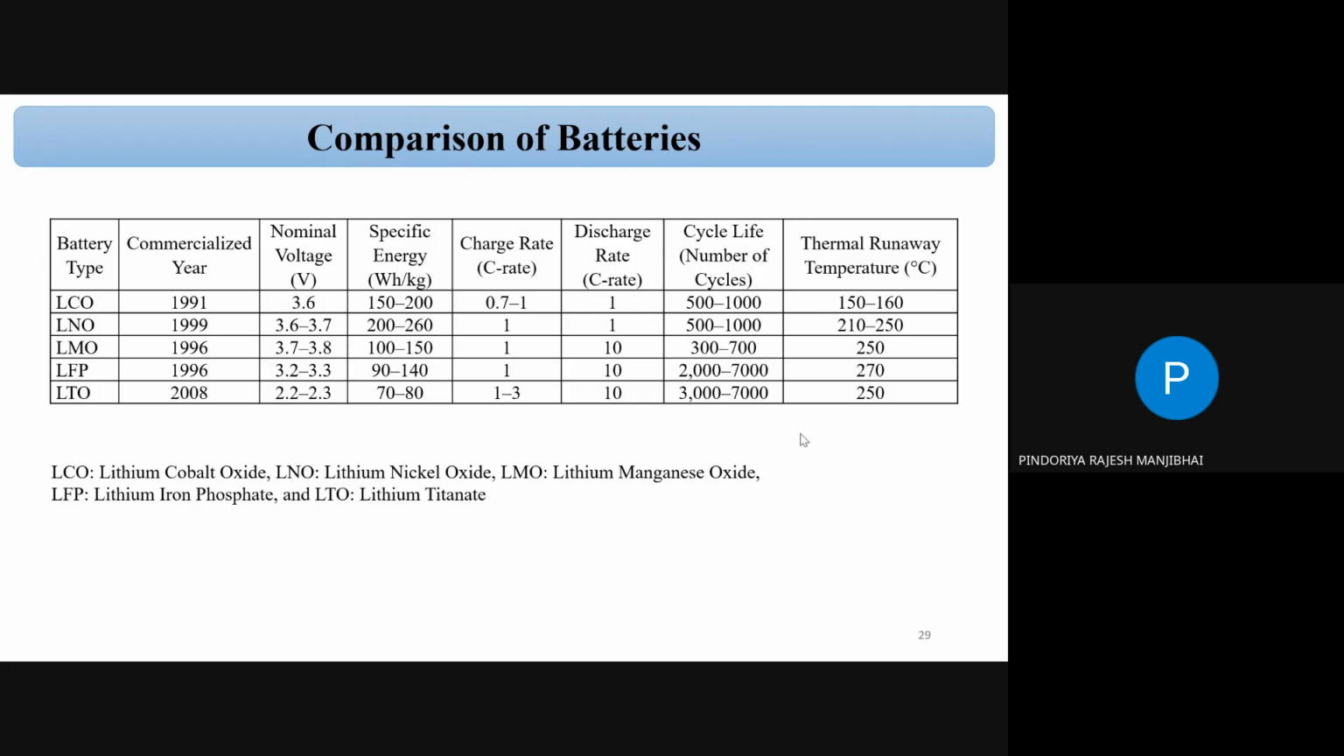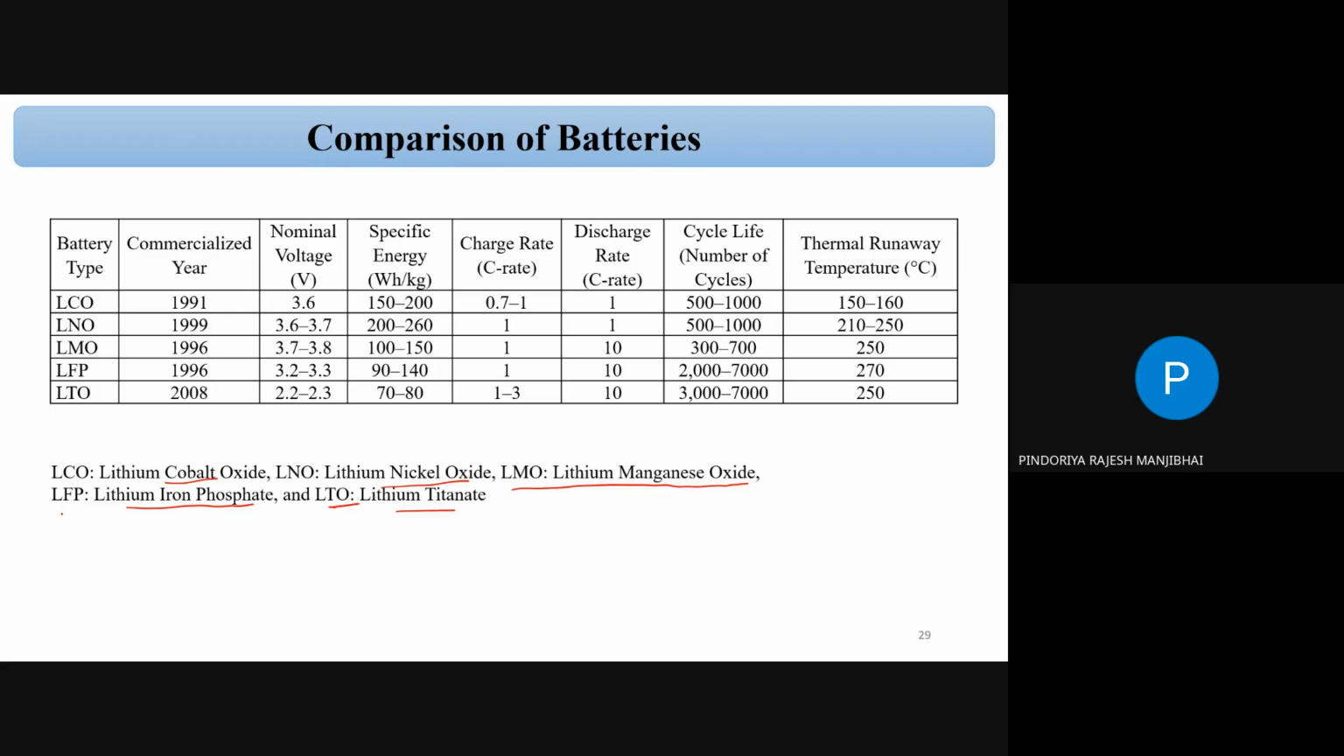Yes, so these are for the different types of lithium ion battery. You can see LCO, lithium cobalt oxide. LNO, lithium nickel oxide. All are lithium ion batteries, but subcategories. LMO, lithium manganese oxide. LFP, lithium iron phosphate, and LTO, lithium titanate.